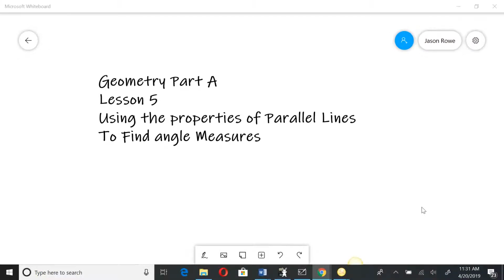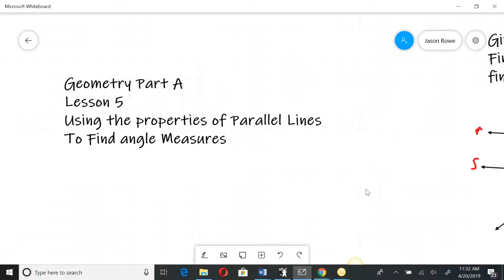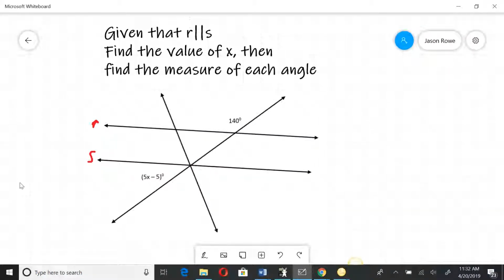This is Mr. Rowe. We're looking at lesson 5 in geometry part A, and we're going to talk about how to use the properties of parallel lines to find some angle measures. So let's take a look. So here's our first example.